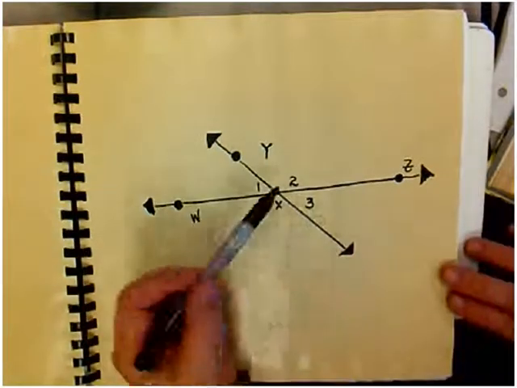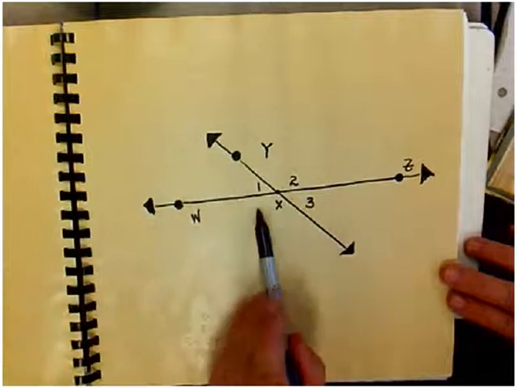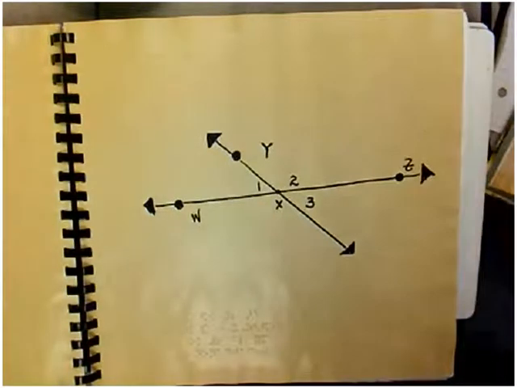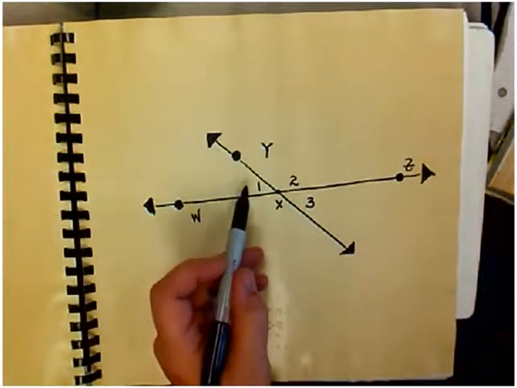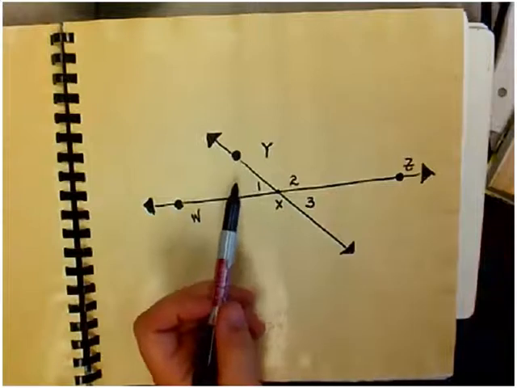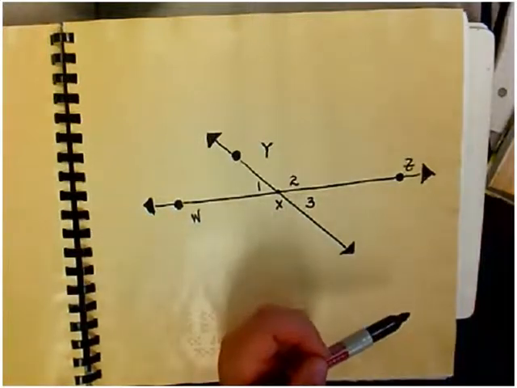So 1 and 2 are linear. 2 and 3 are linear. 3 and, if we wanted to label that next one number 4 right underneath the X, 3 and 4 would be linear. 4 and 1 would be linear. What are 1 and 3 to each other, even though that's coming up, and you now know it? What are 1 and 3?